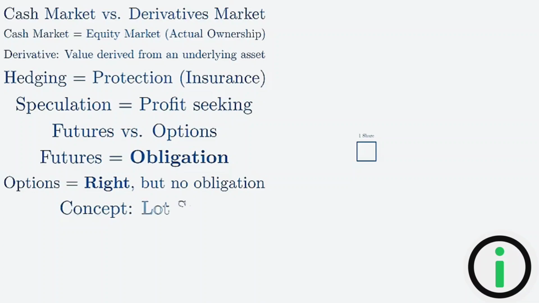One major difference in derivatives is the lot size. In the cash market, you can buy just one share. In derivatives, you must trade in lots. For example, if a stock has a lot size of 500, you cannot buy 10. You must buy the whole bundle of 500. This is why derivatives require more care and capital. To summarize, in the cash market, you can buy one share. In the derivatives market, you trade one lot, which is a bundle of 500 shares.